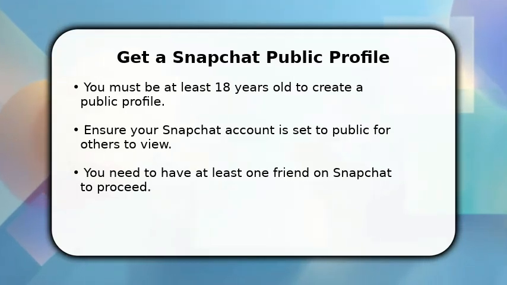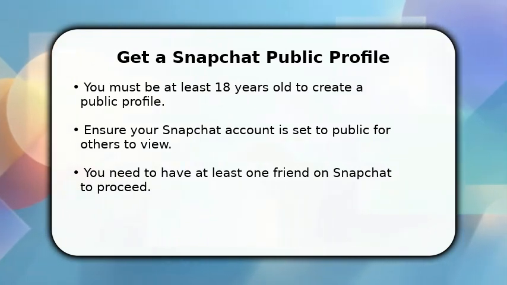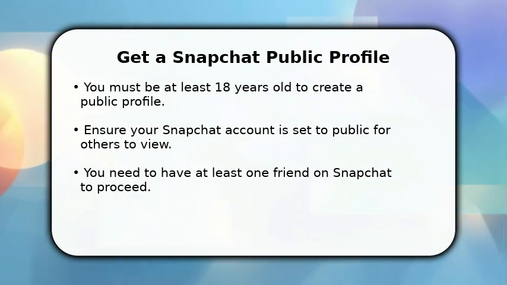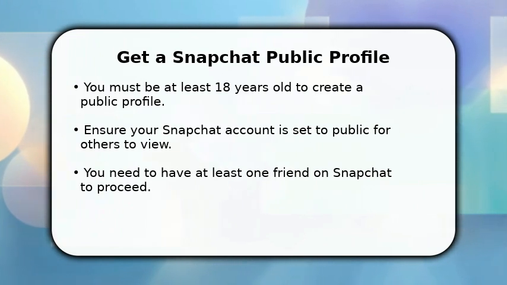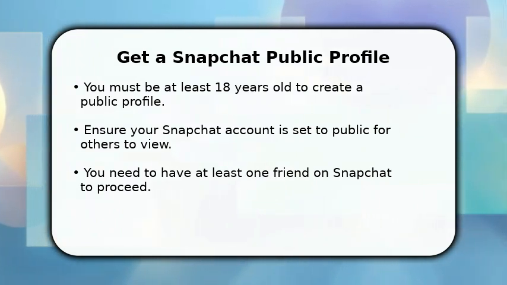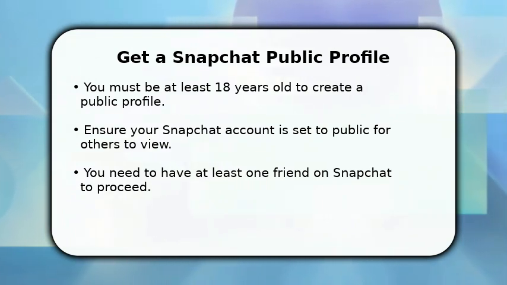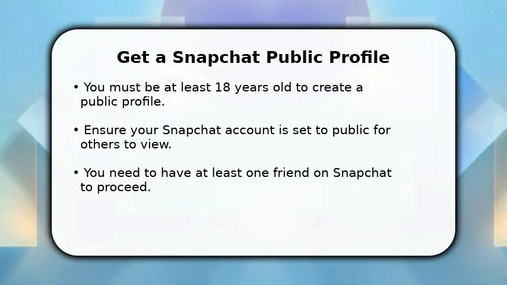In this video, I will explain how to get a public profile option on Snapchat. First, make sure your Snapchat account is set to public. This allows others to see your content and interact with you. You also need to be at least 18 years old to access this feature. Additionally, having at least one friend on the platform is a basic requirement before you can create a public profile. These steps ensure you meet the initial criteria for setting up your profile.